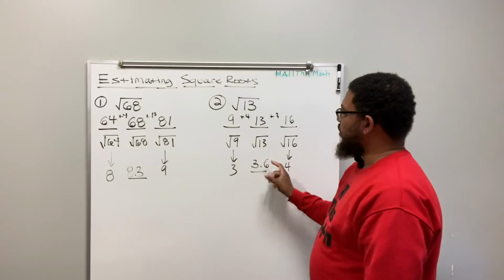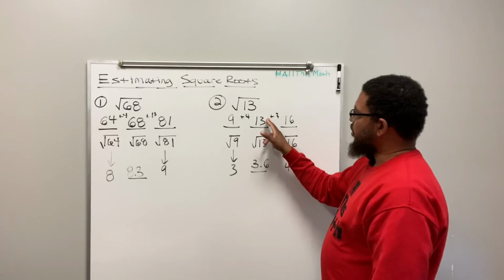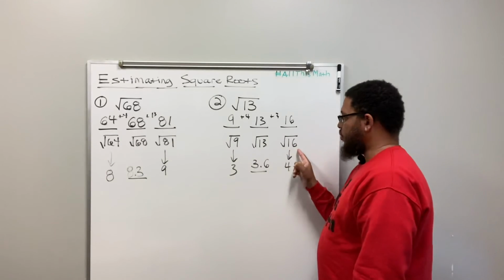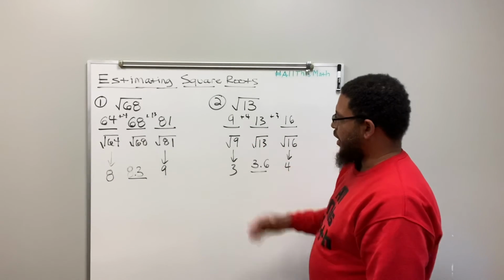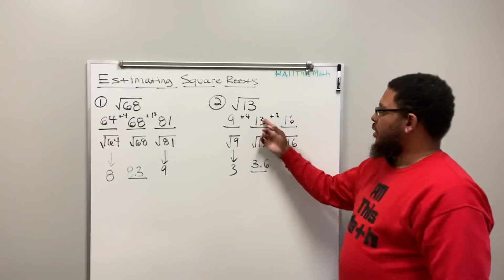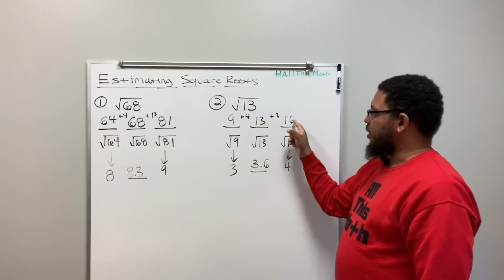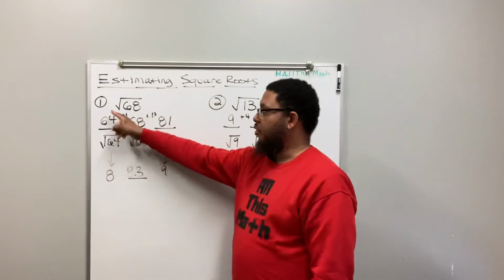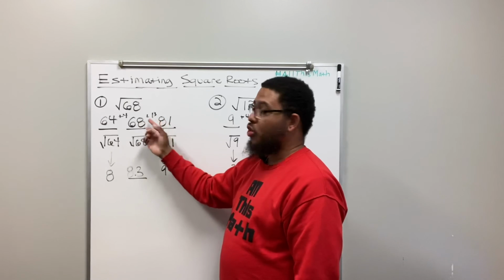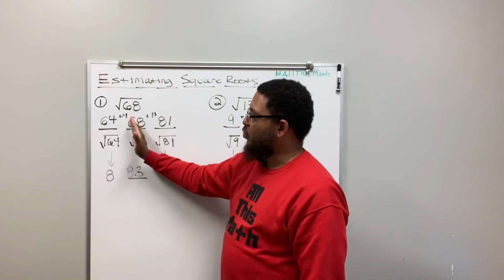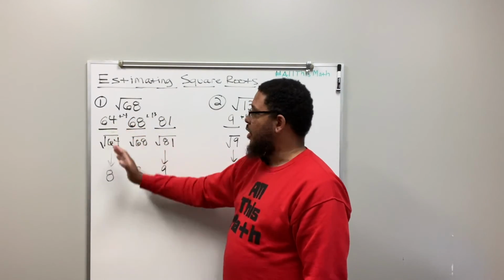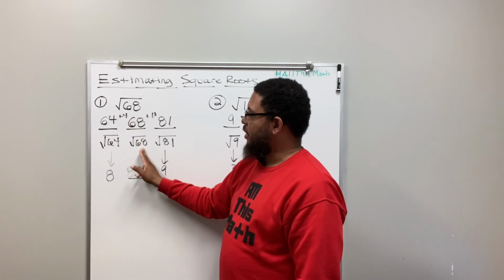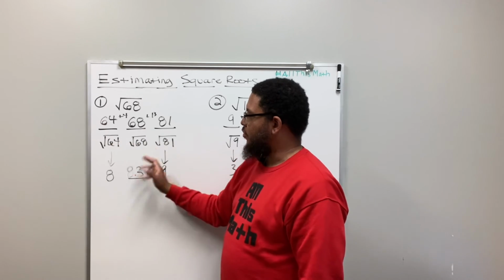We know that this is going to be more than 3.5 because 13 is closer to 16. So that means the square root of 13 will be closer to the square root of 16 than it is to the square root of 9. But not by that much, because 13 is 3 away from 16. It's only 4 away from 9. It ain't like the first example, where 68 is a whole 13 away from 81, but it's real close. It's only 4 away from 64. So you know that it's a lot closer. The square root of 68 is a lot closer to the square root of 64 than the square root of 81.